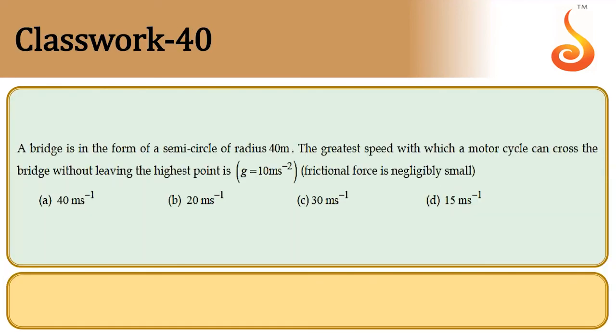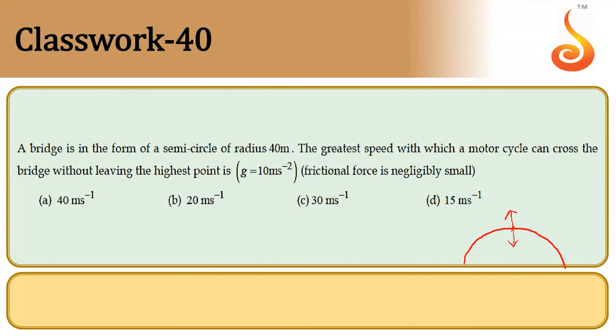Question number 40. This is also an easy one. A bridge is in the form of a semicircle of radius 40 meters. The greatest speed with which a motorcycle can cross the bridge without leaving the road at the highest point is? The bridge is something like this. At the highest point, it should not leave the track. For that to happen, the downward force and centrifugal force should be balanced.